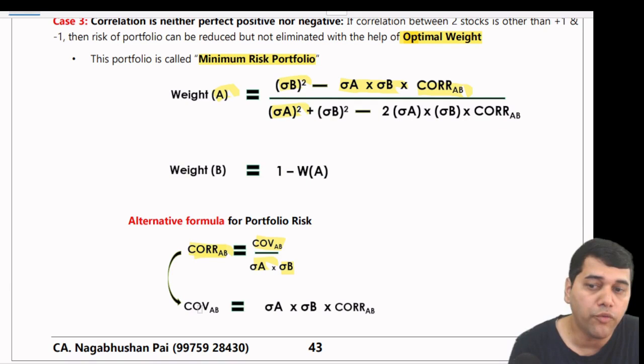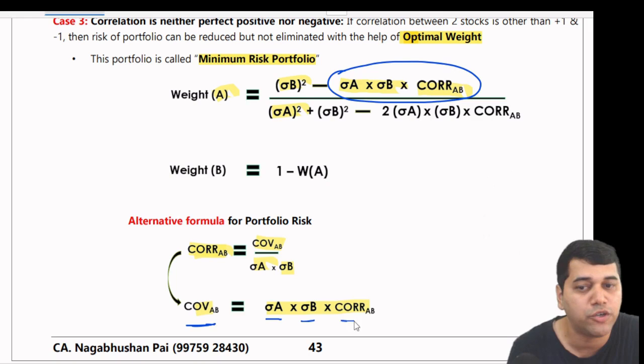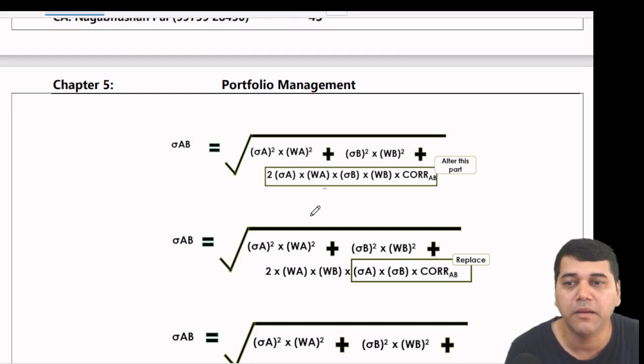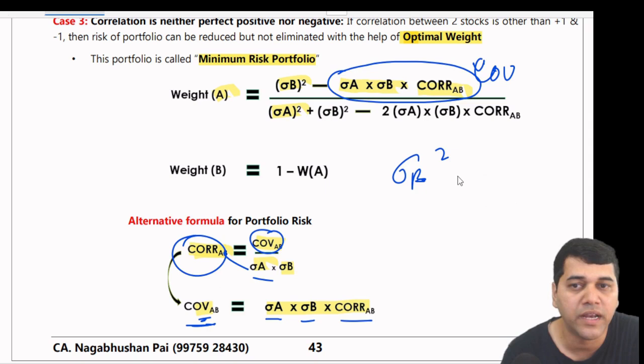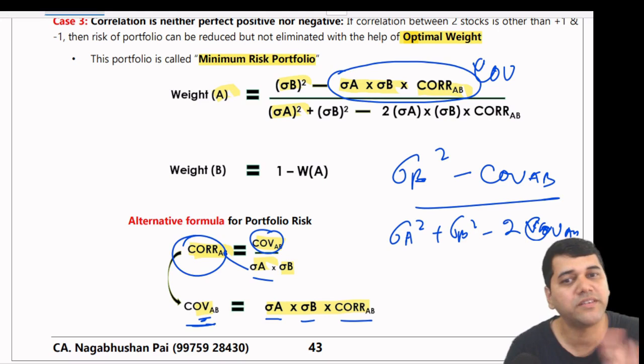Now covariance is nothing but this. So can I replace this? Covariance is nothing but standard deviation of A into standard deviation of B into correlation. How? Correlation is nothing but covariance divided by this. So bring this here, you get the value of covariance. So to understand it in a simple manner, you can change it with the covariance. Variance of B square minus covariance of AB, divided by variance of A square plus variance of B square minus 2 times covariance of AB. You can express it this way also, so that it looks simple.